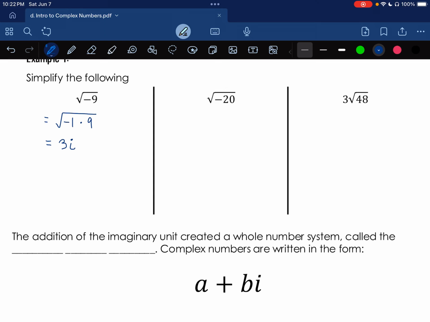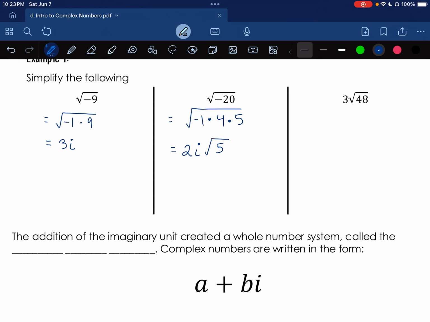All right, let's look at another one. Here, anytime I see that negative, I know I'm going to use i, so I just bring that factor out first. Now, 20, I know I can break up as 4 times 5, 4 being a perfect square. If I take the square root of 4, I know that's 2. I know the square root of negative 1 is i, and I'm left with radical 5.